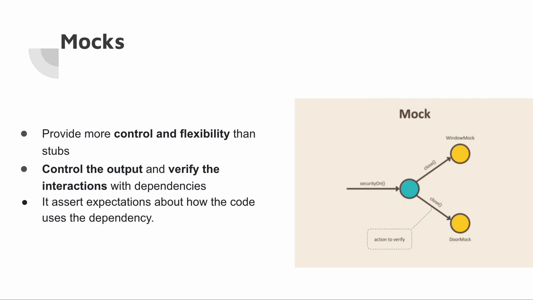Let's suppose we are taking one argument like isAdmin, then only we will return the grades of all the students. Otherwise we will return only the grade of the student who is calling that function. In that case we have added some extra conditions, and the mock will verify the interactions with the dependencies and control the output. As mentioned, it asserts expectations about how the code uses the dependency.